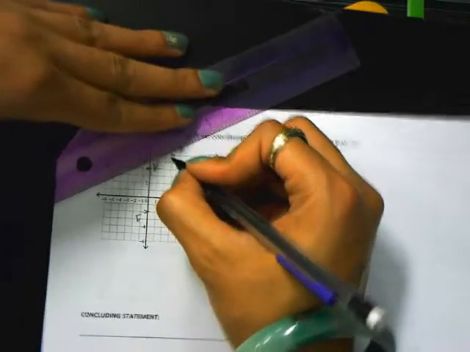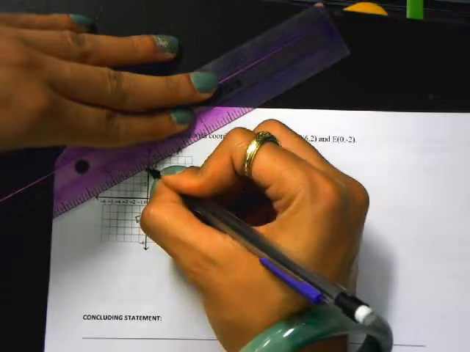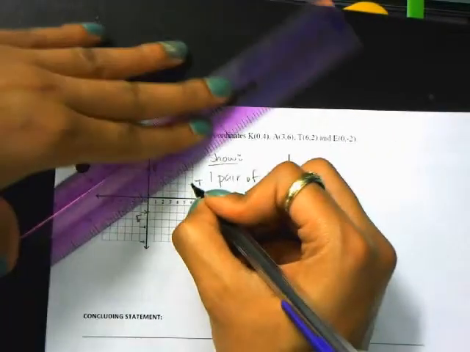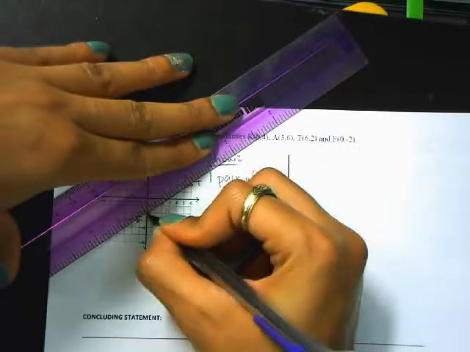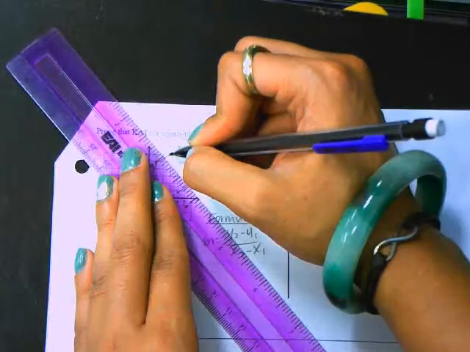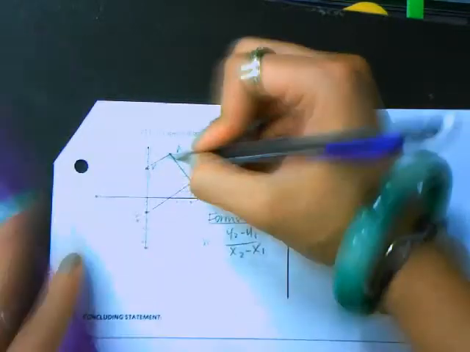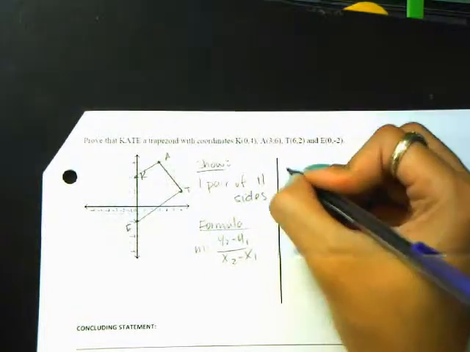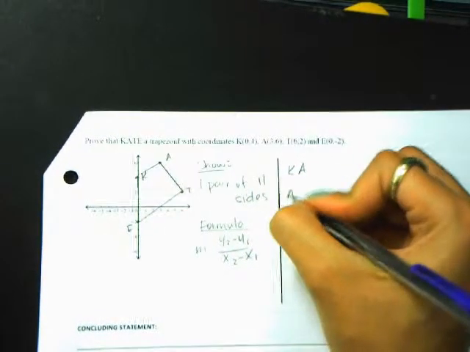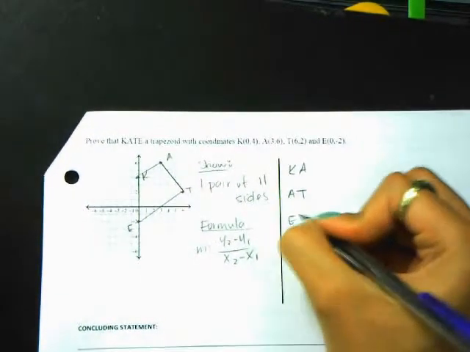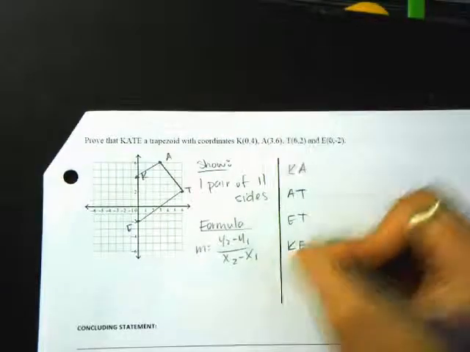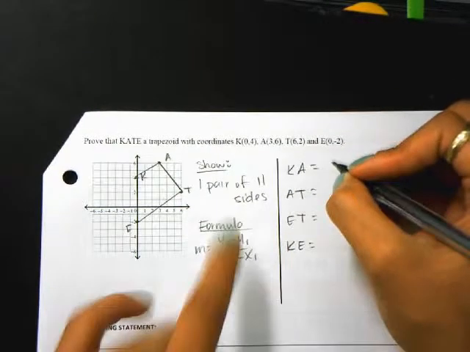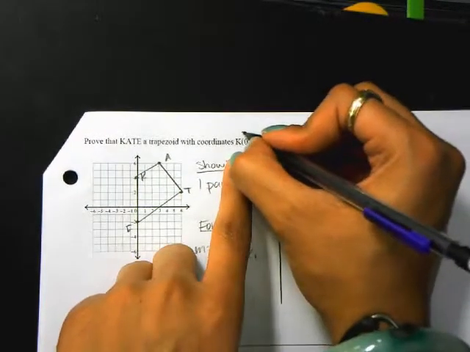So KA, x1, y1, x2, y2. I get 6 minus 4 over 3 minus 0. 6 minus 4 is 2. 3 minus 0 is 3. So that's the slope for that one. AT, x1, y1. I get 6 minus 2 over 3 minus 6. 6 minus 2 is 4. 3 minus 6 is negative 3. So negative 4/3.